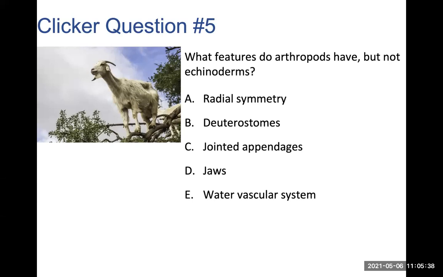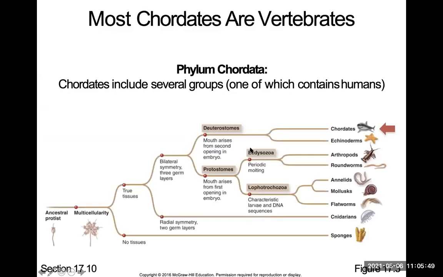So arthro means joints. Somebody who has arthritis has joint pain. Pods means feet. So they have jointed appendages. Yeah, that is the correct answer. Everybody wrote that. So the answer is C here.